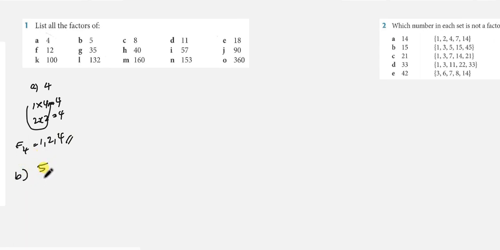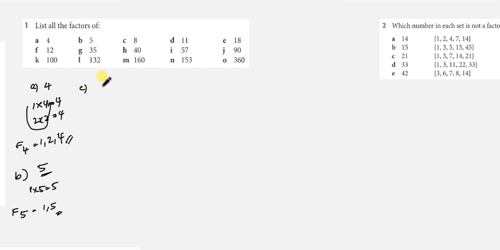Question B, 5. It's a prime number, an odd number, so the only numbers it can be divided by are 1 and the number itself. So 1 times 5 is equal to 5. So we can write F5 is equal to 1 and 5.